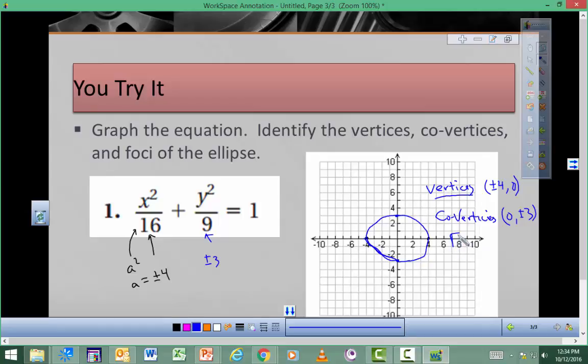And now, what about the foci? So what we have to do is a little calculation. That's why I showed you that little sheet. It says c squared is equal to a squared minus b squared. Now, a squared is always the bigger number. So it's going to be 16 minus 9, equal to 7.